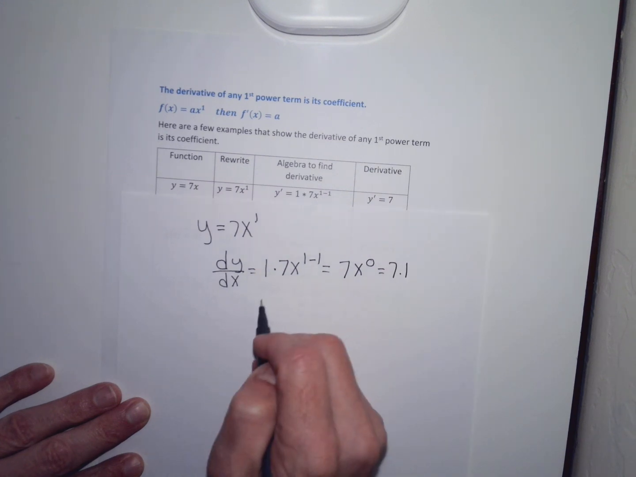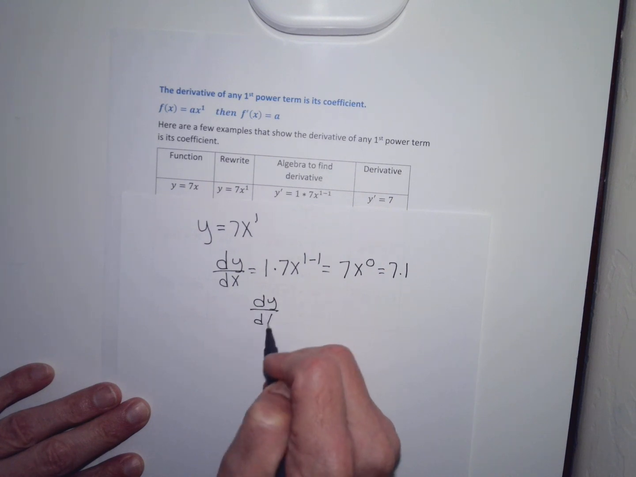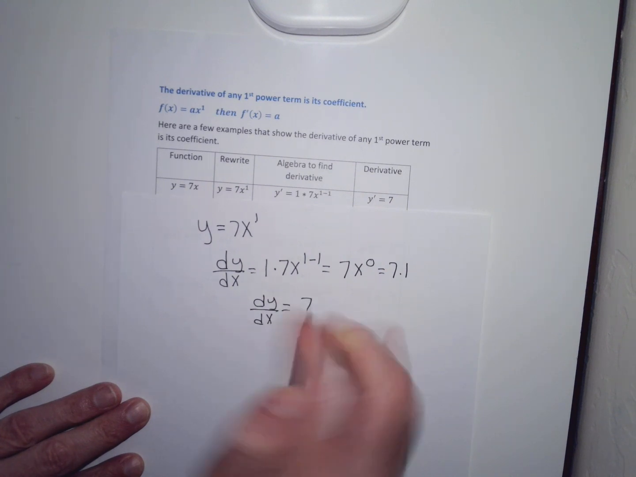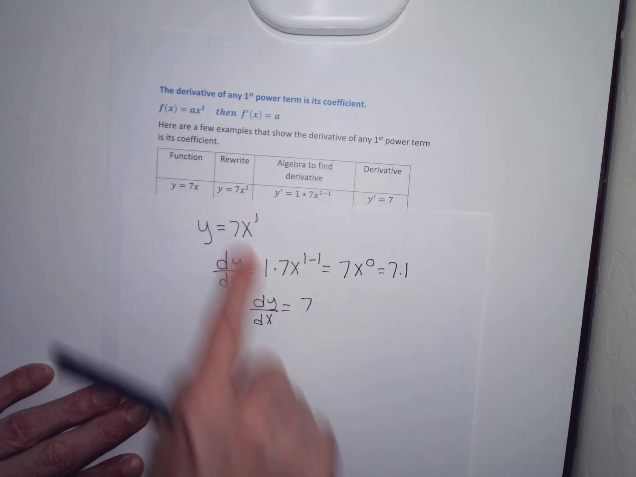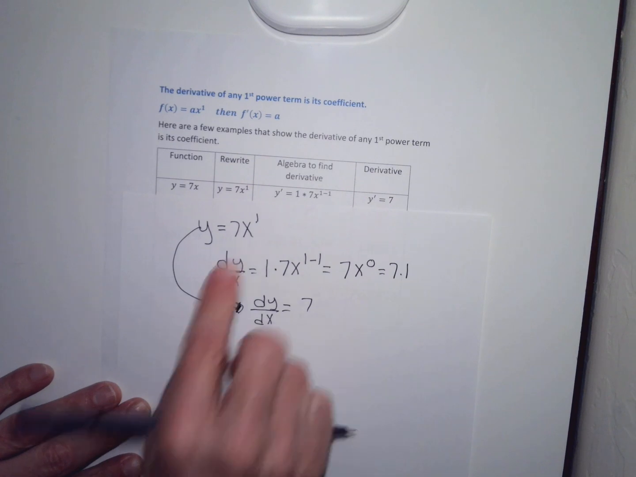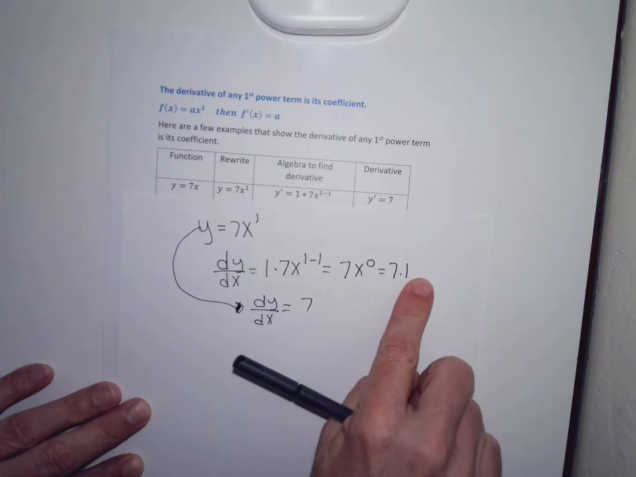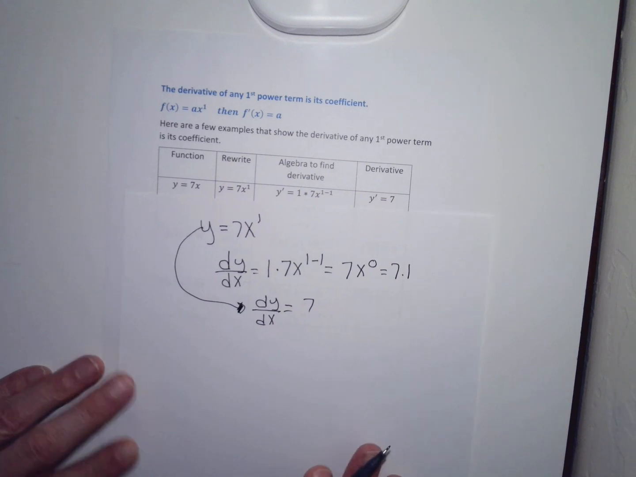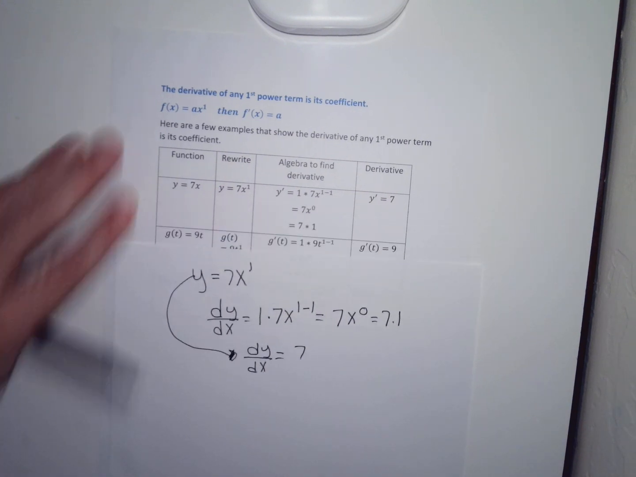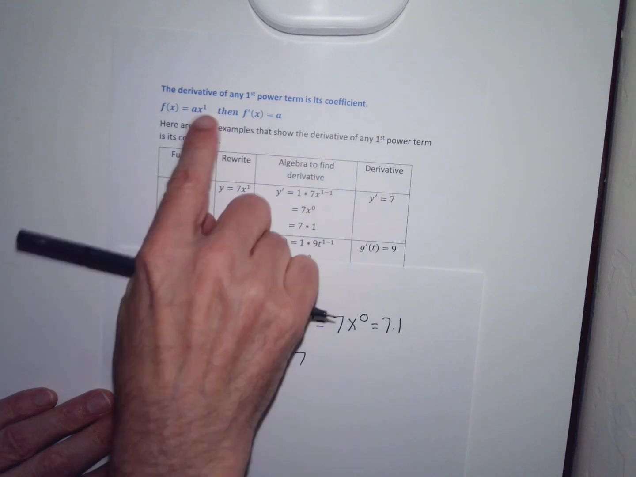So the derivative of my function, and this is what the rule is saying, is that if you have a first power term, then the derivative is its coefficient. I generally go straight from a problem that has an exponent of 1 to its derivative without doing any of this work. This rule will happen every time. For instance, if I see this problem, g of t equals 9t, I'm asking you to find the derivative of a first power term.